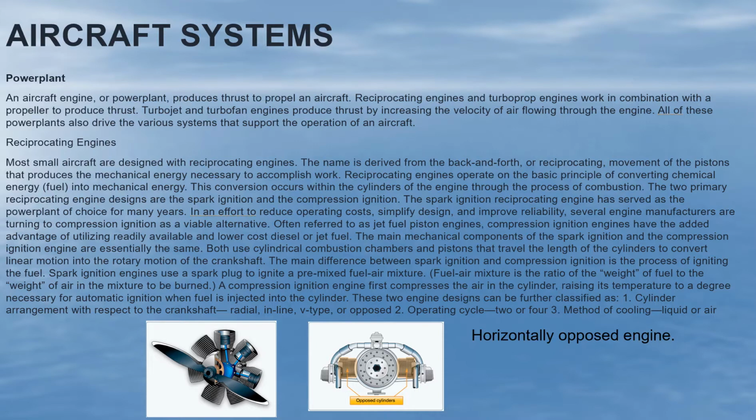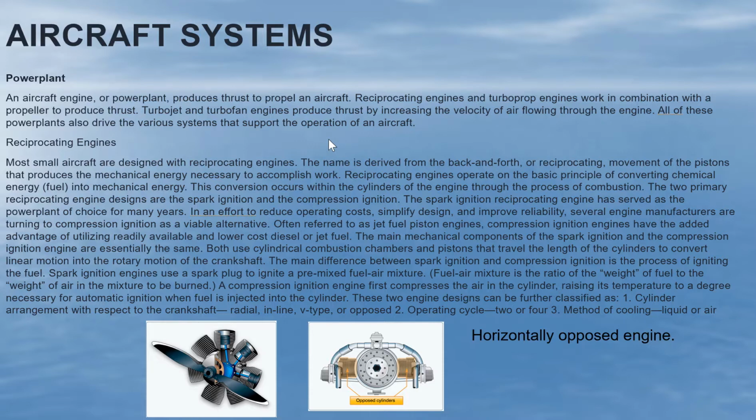Today we'll be covering aircraft systems, specifically the power plant, the aircraft engine. So to start with, an aircraft engine or power plant produces thrust to propel an aircraft. Reciprocating engines and turboprop engines work in combination with a propeller to produce thrust. Turbojet and turbofan engines produce thrust by increasing the velocity of air flowing through the engine. All of these power plants also drive the various systems and support the operation of the aircraft.